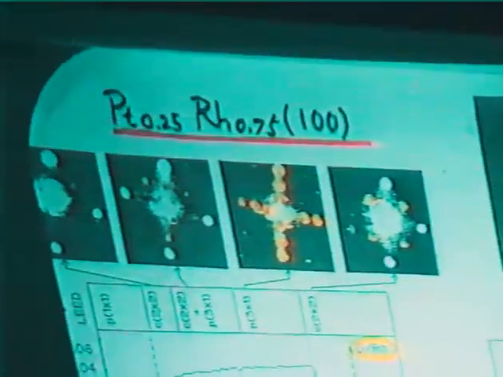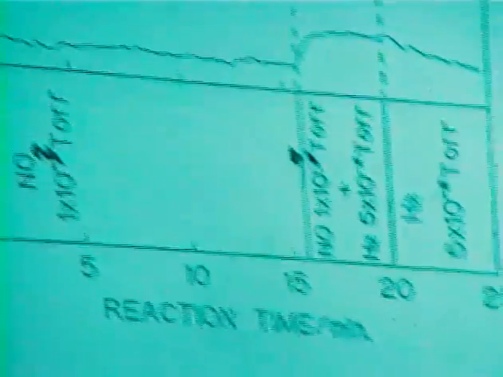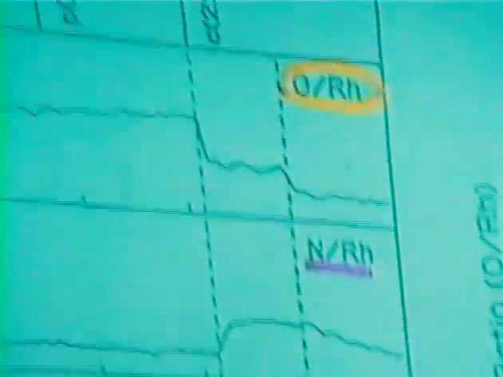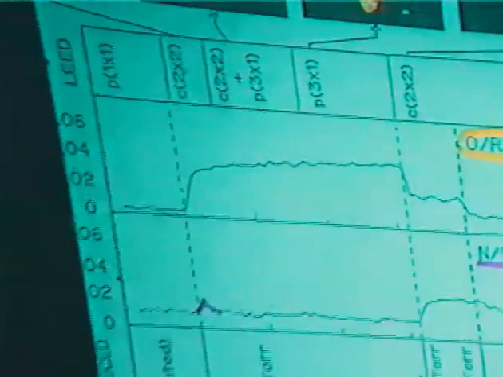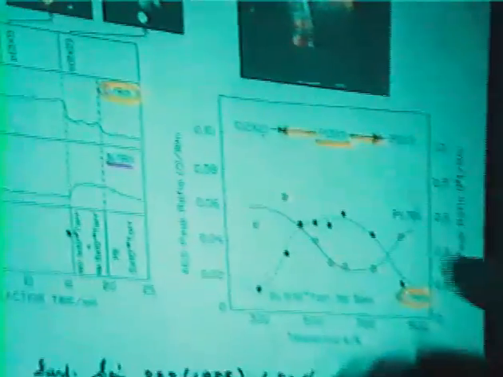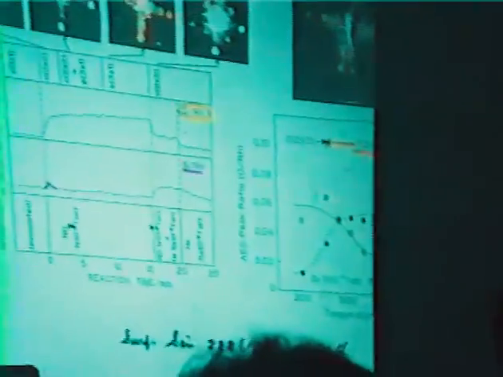And this is the oxygen-rhodium ratio. So the increase of this signal indicates the increase of oxygen. In this temperature range, the formation of a rhodium oxygen surface compound is indicated. And the same surface compound formation we observed during the reaction of NO and hydrogen. Here shows the in-situ LEED pattern change, and here shows the in-situ AES intensity change.